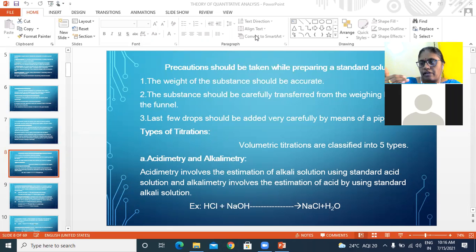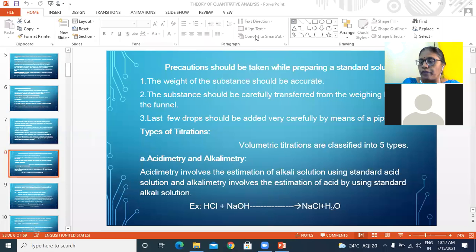Then you calculate the concentration in terms of molarity. Molarity is nothing but the number of moles of solute divided by the volume of solution in liters. That is the formula. How do we calculate the number of moles? Weight by molecular weight. The weight of the substance you know, and the molecular weight you know, because from the formula we can find it. So weight by molecular weight gives the number of moles, for sodium carbonate for example, and the volume of the solution must be in liters.